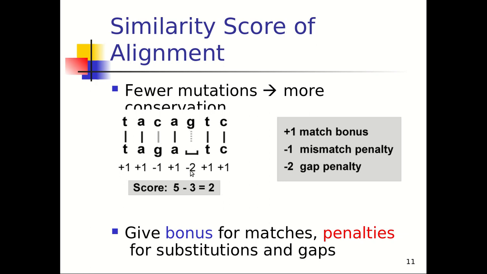So you get a penalty for this, and that's called a gap penalty. You get a mismatch penalty, as in these are not the same. And then if you get them the same, then you get a match bonus, which is here. So this is one way to create a score for our alignment.